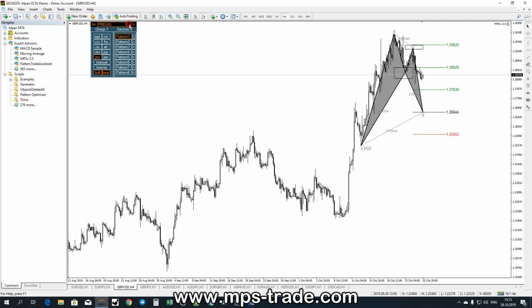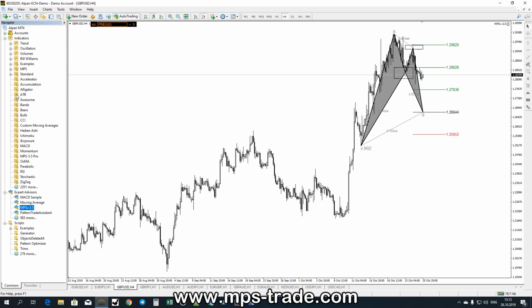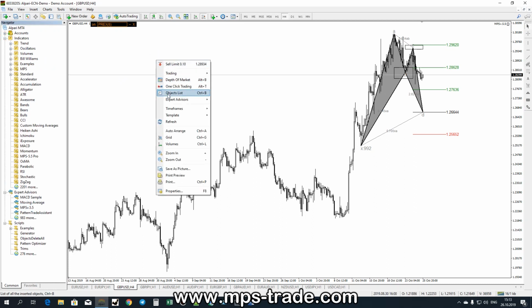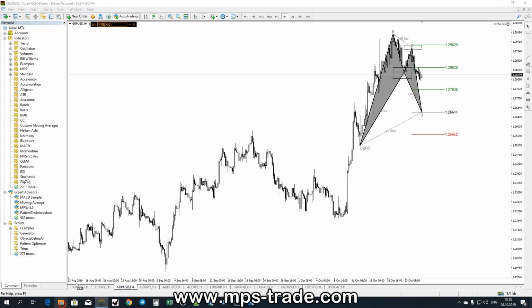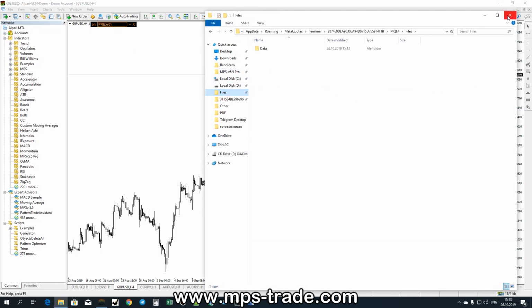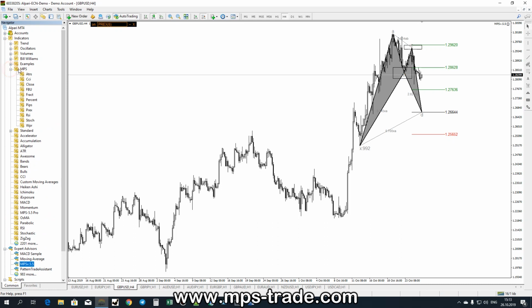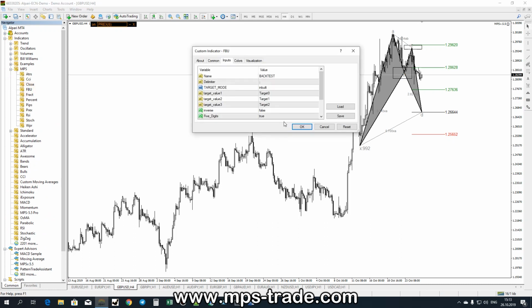And now we can do a bit more detailed backtest. Now we know our levels, our stop loss, our targets. Now we can do a more detailed backtest to find the best trading methodology based on this backtesting, based on the chart. And to do that, we need to apply an indicator. Let me see if I have it. Nope. Let me see if I have some files. Nope. Okay, so open MPS folder and attach FBU.